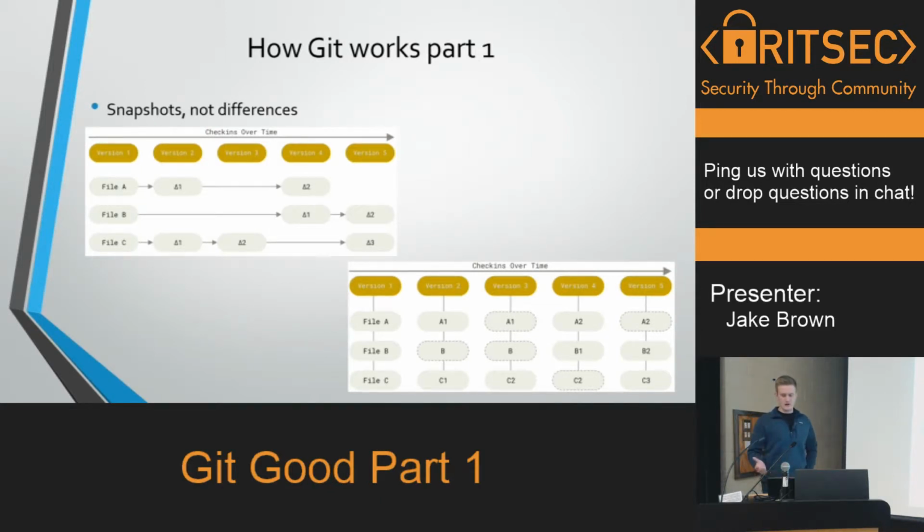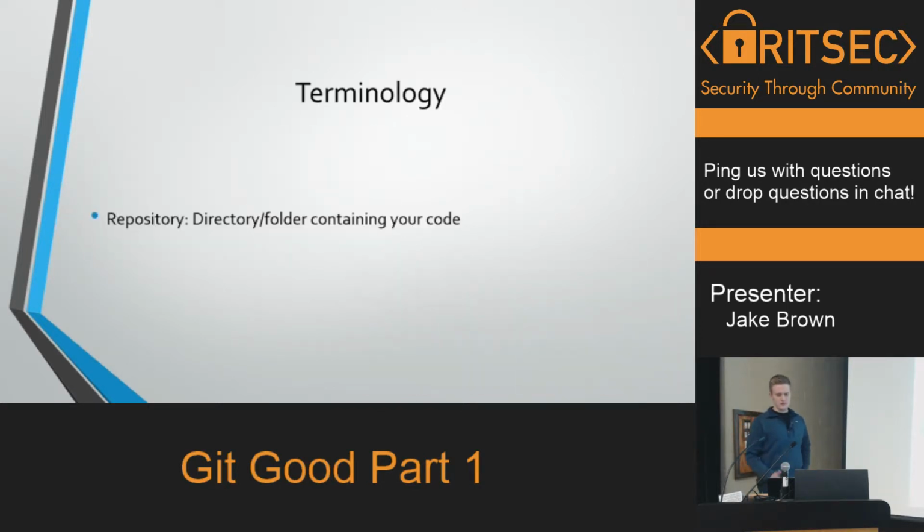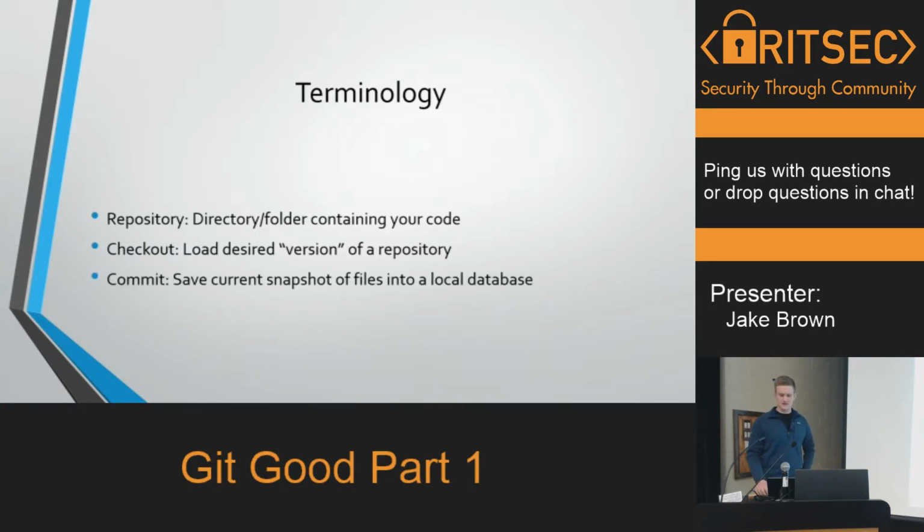Before continuing on with how Git works, first we need to take a quick look at some basic terminology. First, a repository refers to a directory or folder containing your code. When you create a Git repository, Git will actually create a .git folder, a hidden folder in your directory, which will act like a local database and a way to track your code. The verb checkout is used to refer to loading a desired version of that repository. And then finally, to commit means to save the current snapshot of files into a local database.